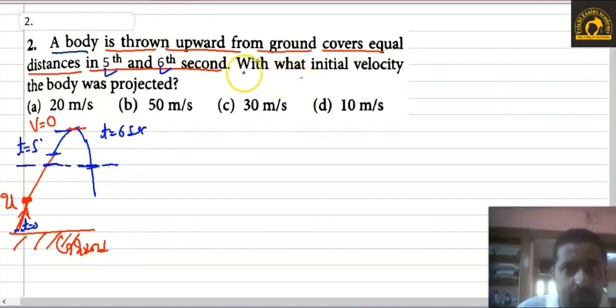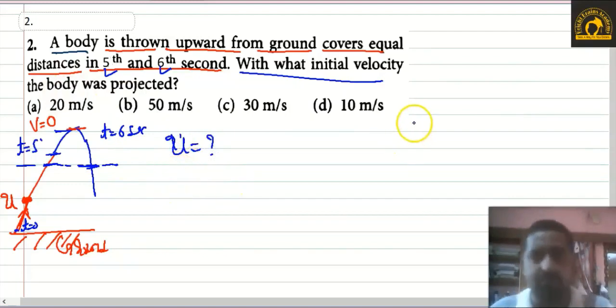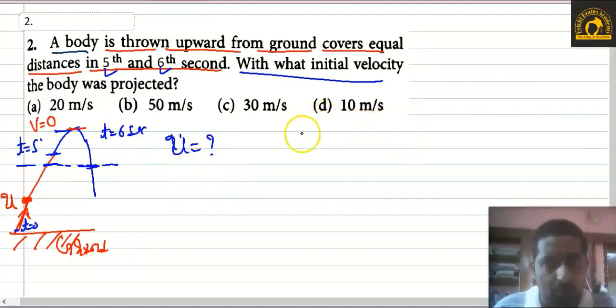Okay, so we find what is the initial velocity of the body. You have to calculate the initial velocity. u is equal to question mark, initial velocity of the body. So how to calculate? We know that v is equal to u plus at. This is the general equation.